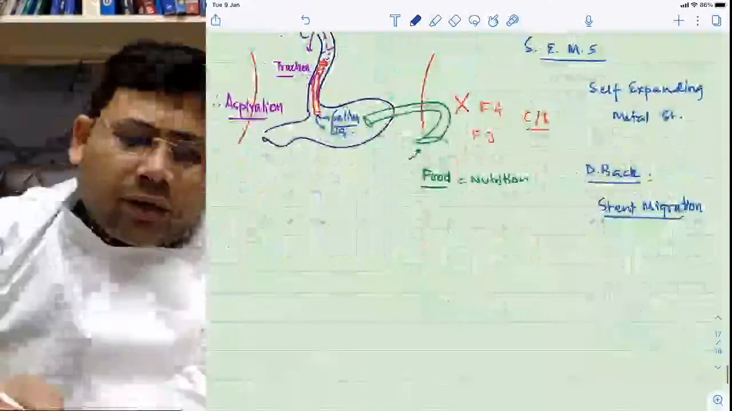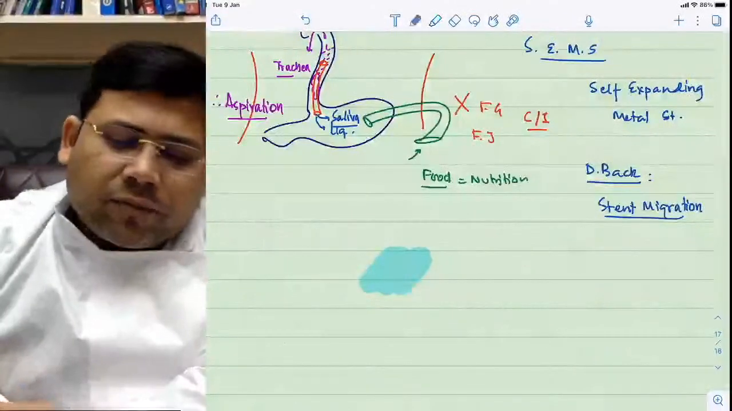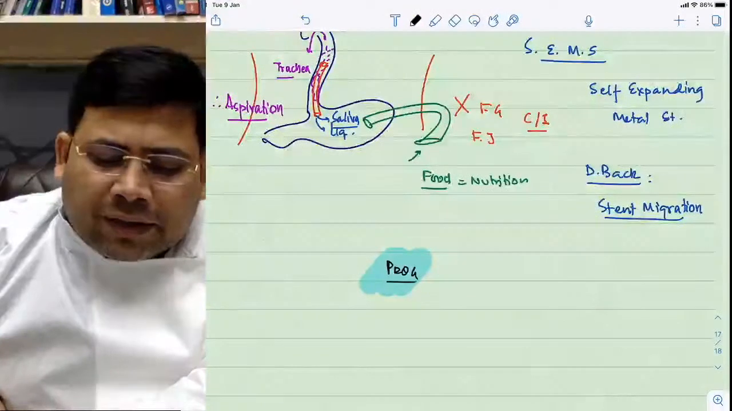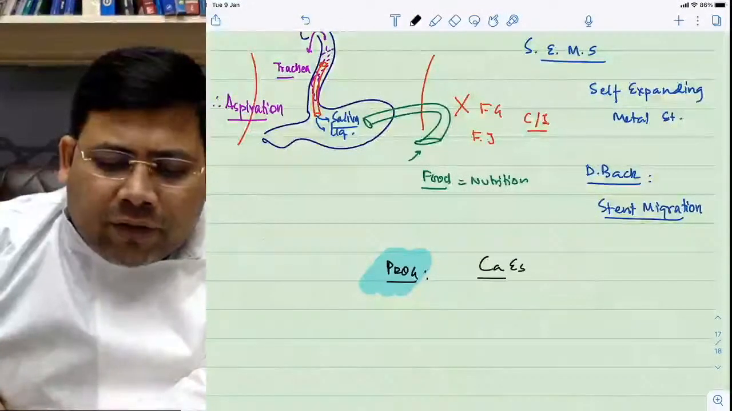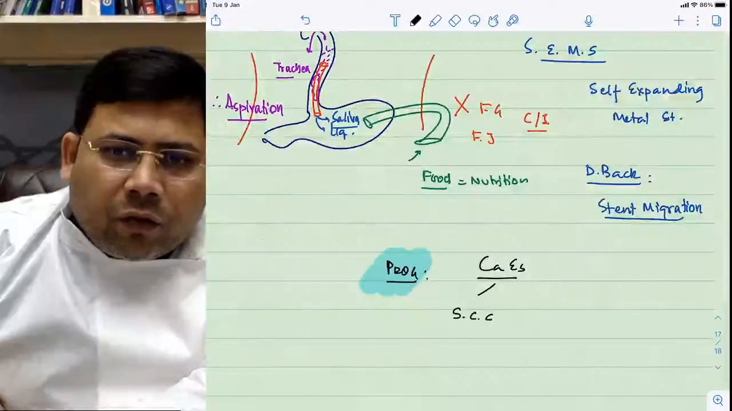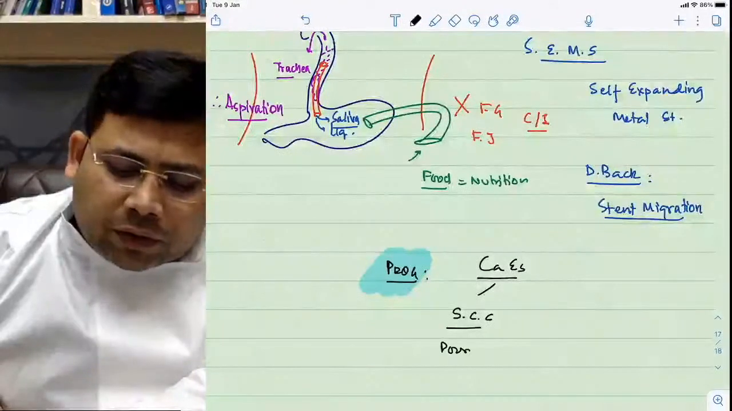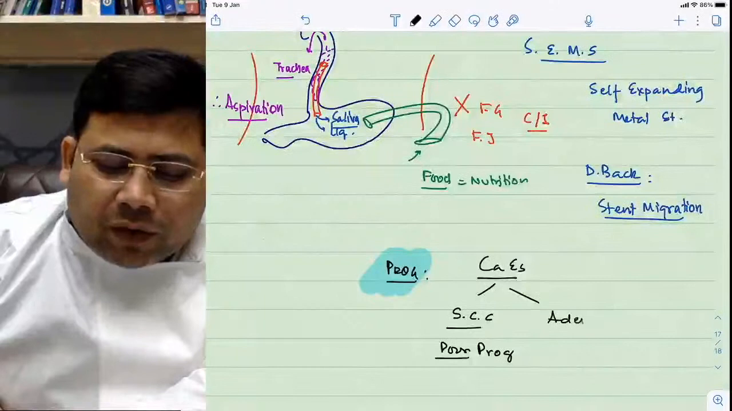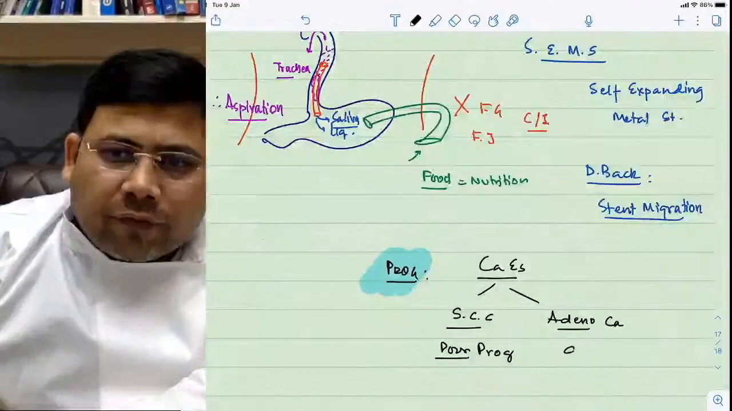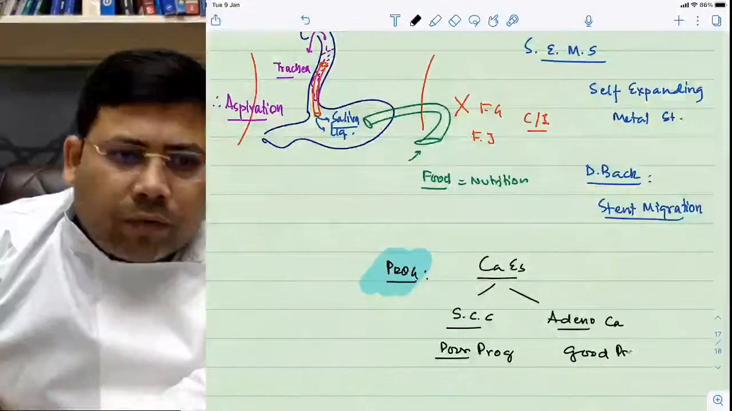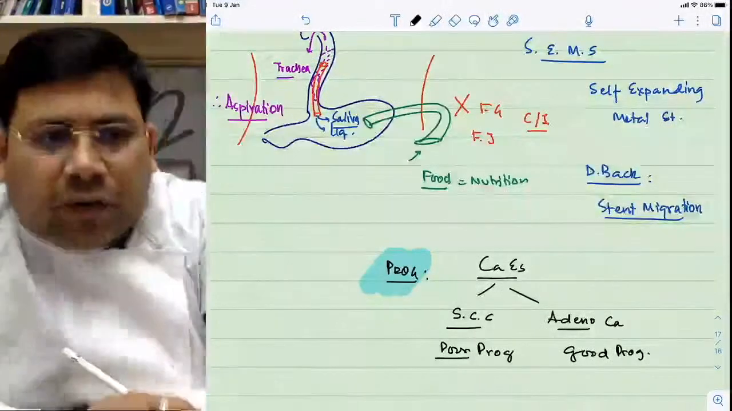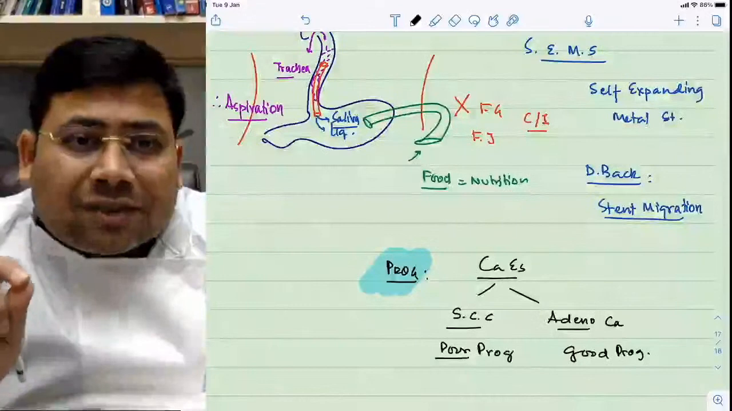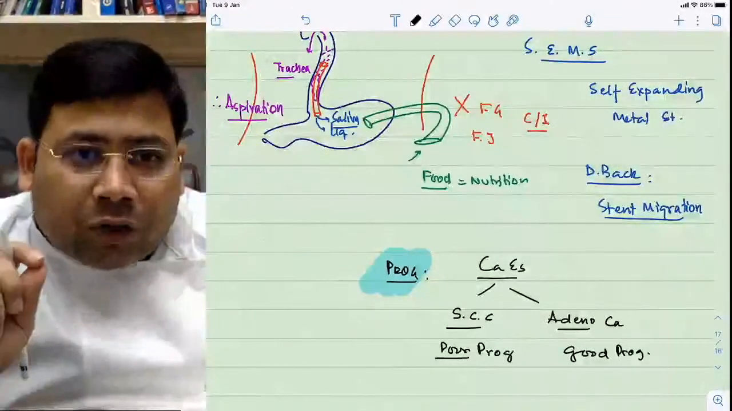Absolutely. In terms of prognosis, if you talk to me, CA esophagus, if it is SCC, it is always associated with poor prognosis. And if it is adeno CA, yes, it is associated with good prognosis. But still, SEMs are always put under conscious sedation.